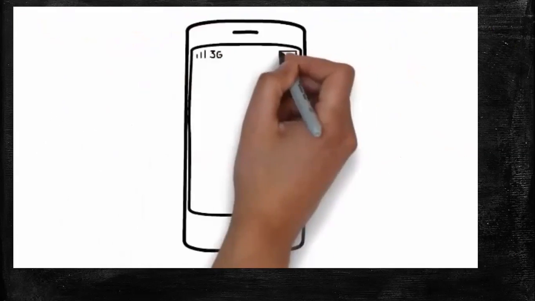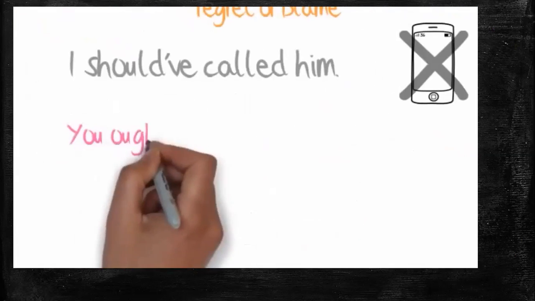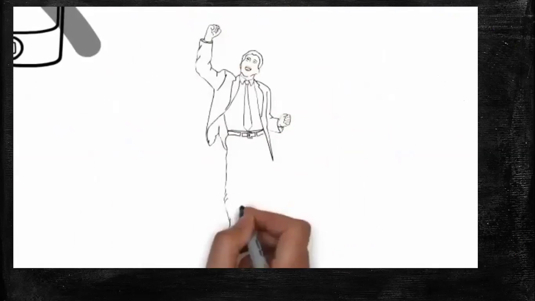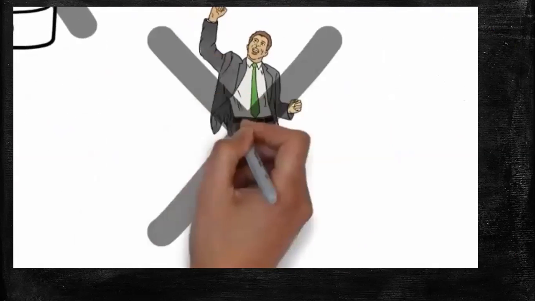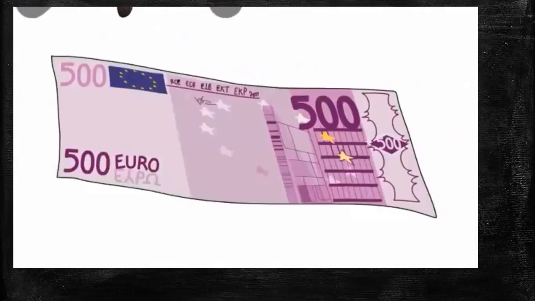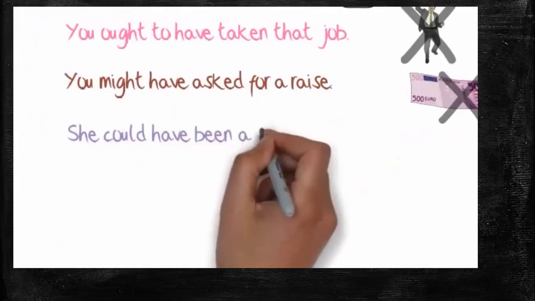For example, I should have called him, meaning it was a very good idea to call him, but I didn't. You ought to have taken that job, meaning it was a good idea to take that job, but you didn't. You might have asked for a raise, meaning that was a brilliant idea to ask for a raise, but you didn't. She could have been a fitness coach by now, meaning it was possible to become a fitness coach, but she didn't.